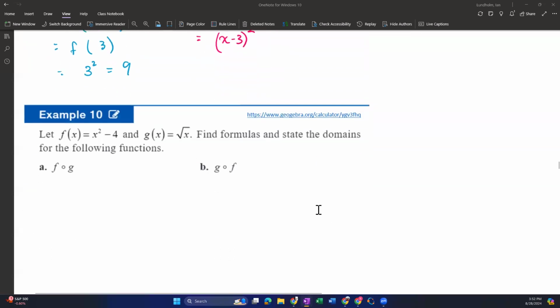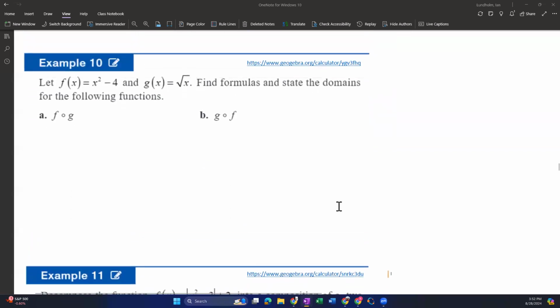Okay, here we go. Let's scroll down, and f of g of x will look like this. And let's throw in g. g is the square root of x. And then as we apply that, we throw the square root of x underneath the squared, and this should just become x minus 4. Cool.